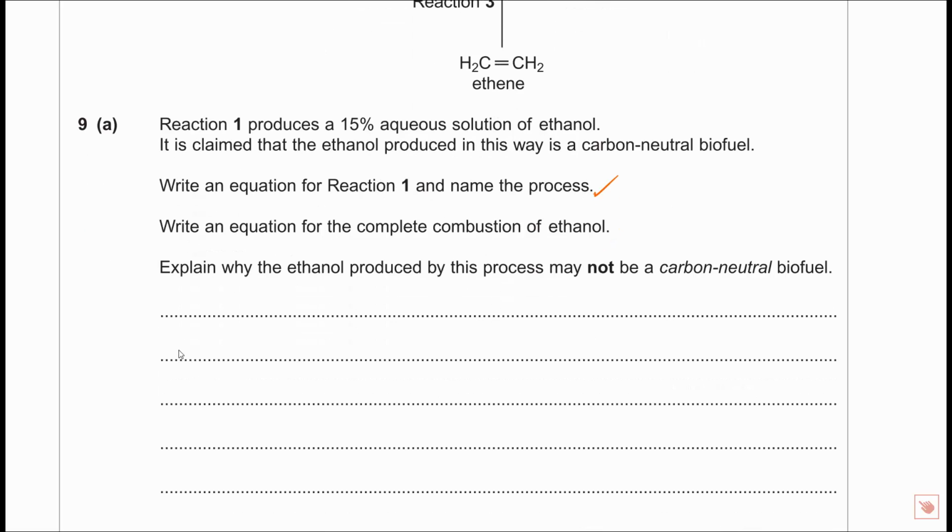Linking to the fuels topic, here we have CH3CH2OH plus O2, because it's a carbon and hydrogen containing fuel, complete combustion, we're going to produce carbon dioxide and water. Carbons 1, 2, so multiply that up. Hydrogens 1, 3, 6, 4, 7, 6, 7, that should balance nicely.